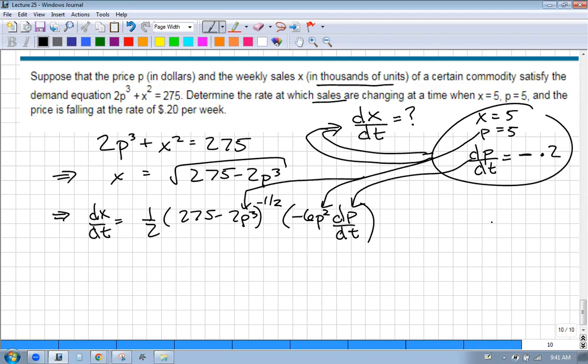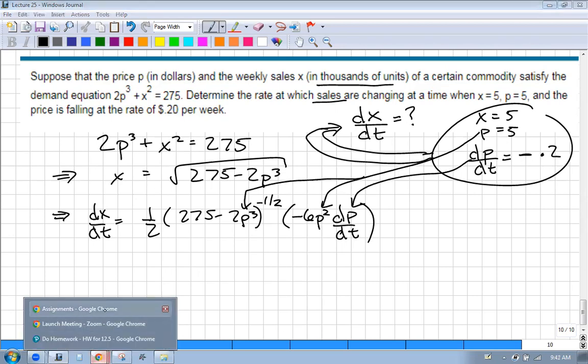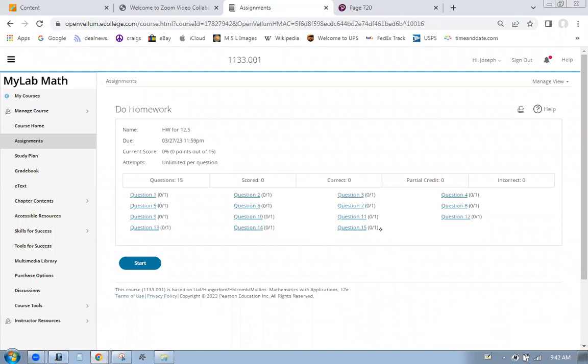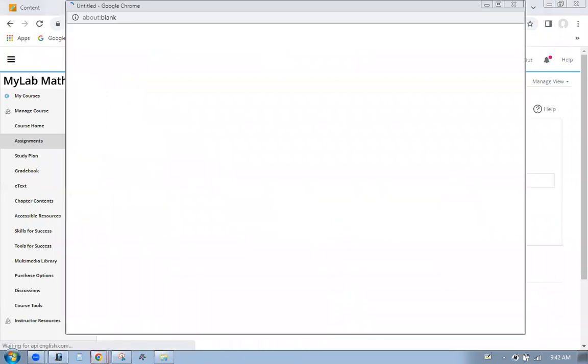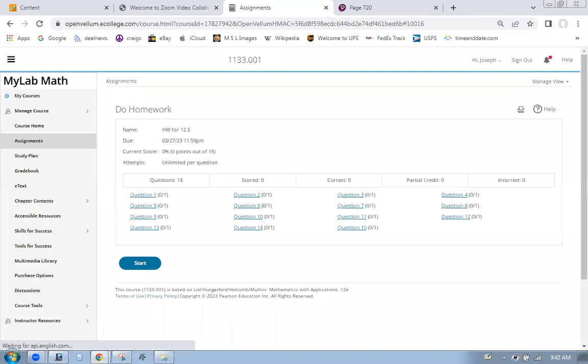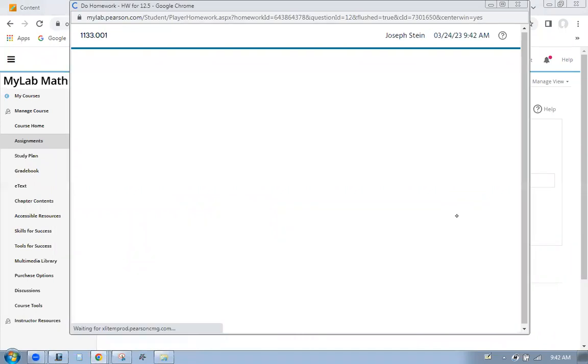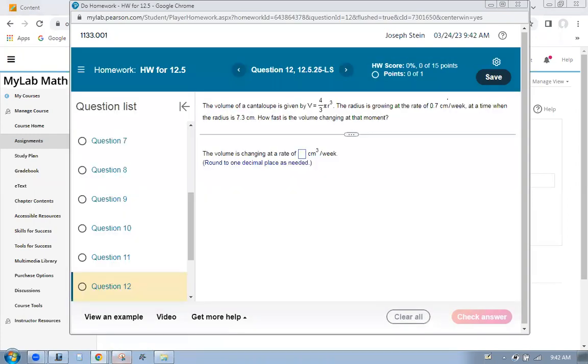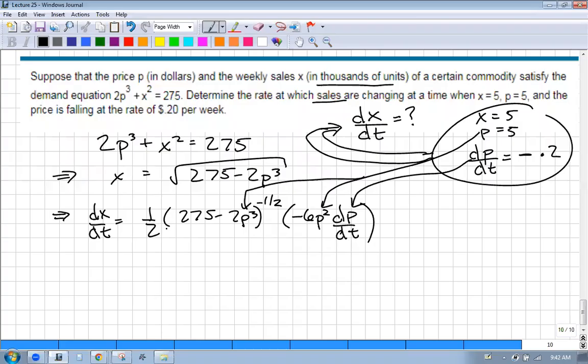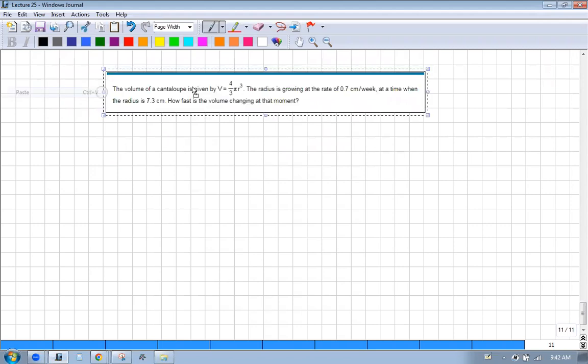All right, let's look at another one. I'm not going to do the whole thing for you. Let's see, what was that? Look at number 12. Oh, there's a question. Where did the column go? 12. The volume of a cantaloupe.